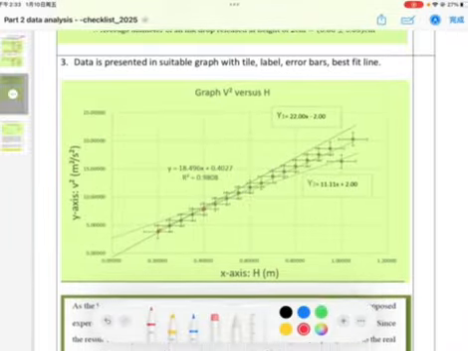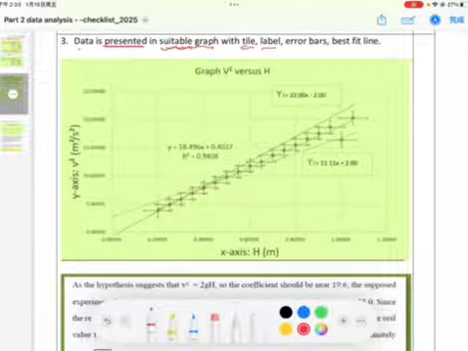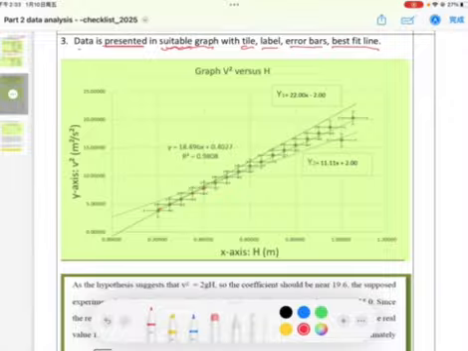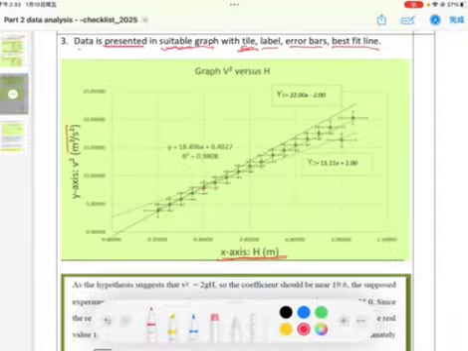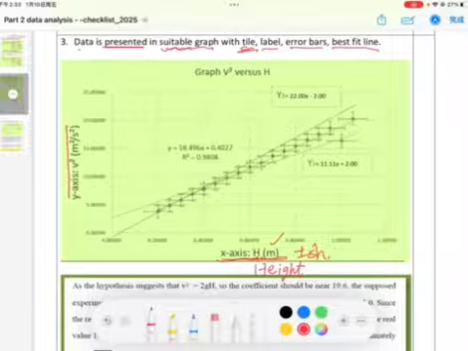Now after you have data processing, the next one will be you present your data on the graph, right? So data presentation. The requirement should be a suitable graph with titles, labels, error bar, and best fit line. So we are going to look at this. Okay, this is labeled correctly. Okay, there's no uncertainty label here. There is no name over here. What is H exactly, right? Okay, this unit over here.